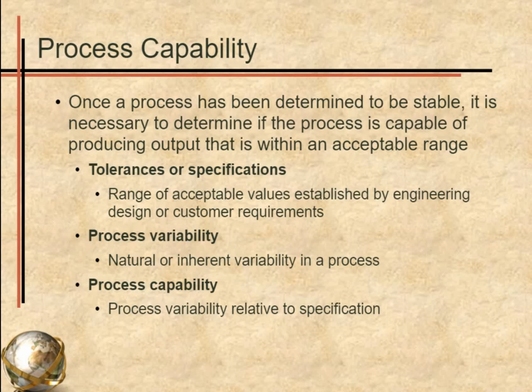Now, when we have a process established, and after a while we are able to determine that this process is stable, the next thing we need to do is to determine if the process is capable of producing the products or services that are within acceptable range. So here's how we do it.